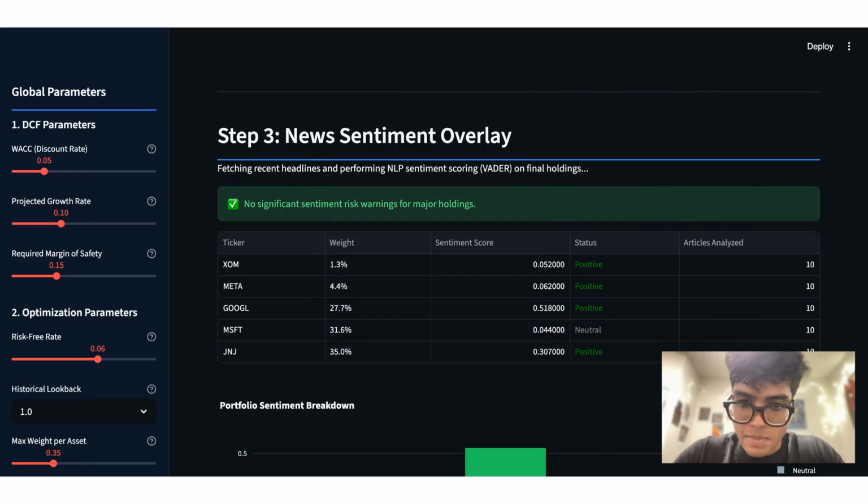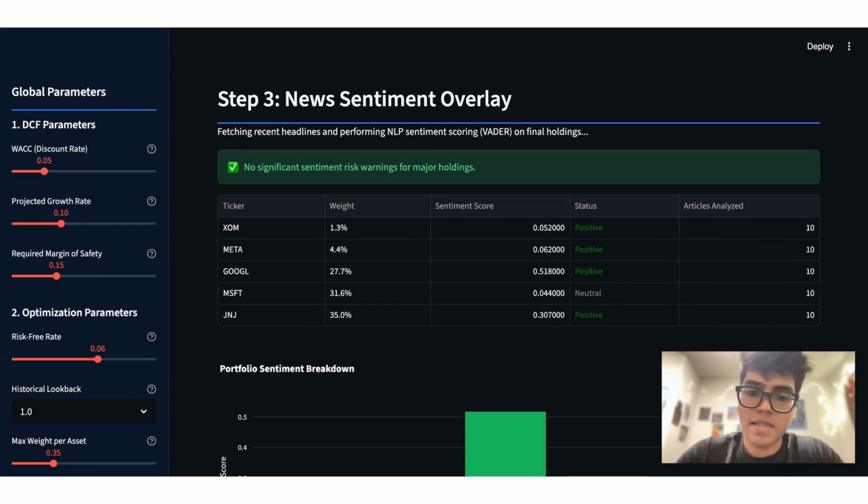Step 3 analyzes sentiment for the five stocks that actually receive non-zero portfolio weights. There's no point analyzing Apple here since the optimizer gave it zero weight. The app fetches recent news headlines using the News API and scores each headline using VADER, which is a Valence Aware Dictionary and sEntiment Reasoner, a rule based NLP sentiment model specifically designed for social media and news text. VADER produces a compound score between -1 and +1, which is extremely negative and extremely positive.